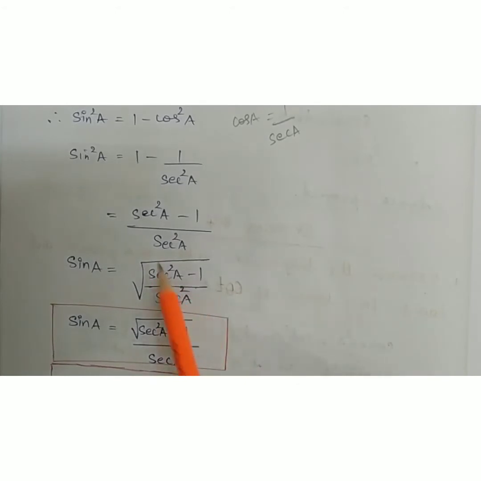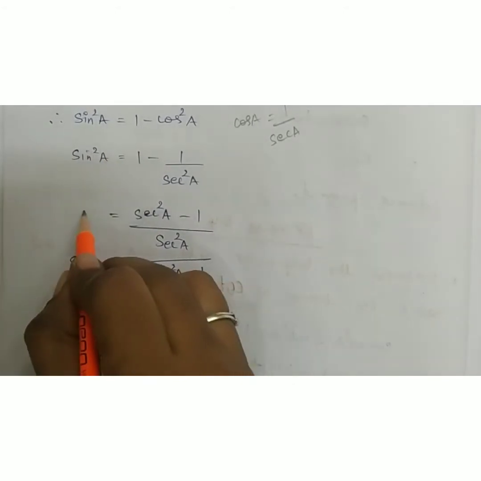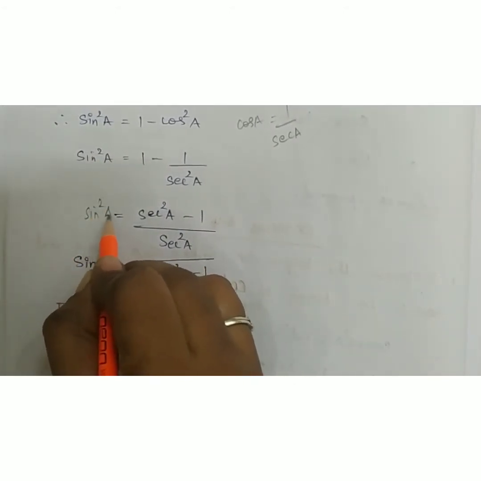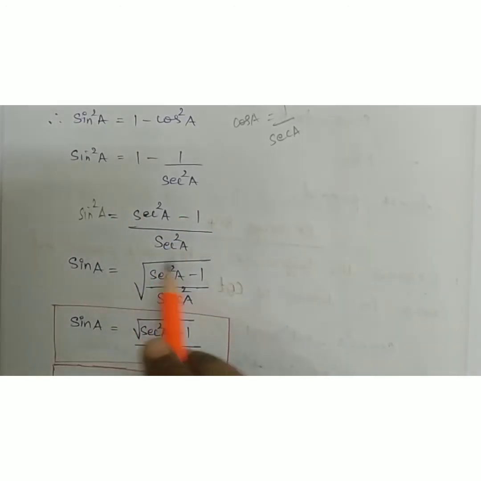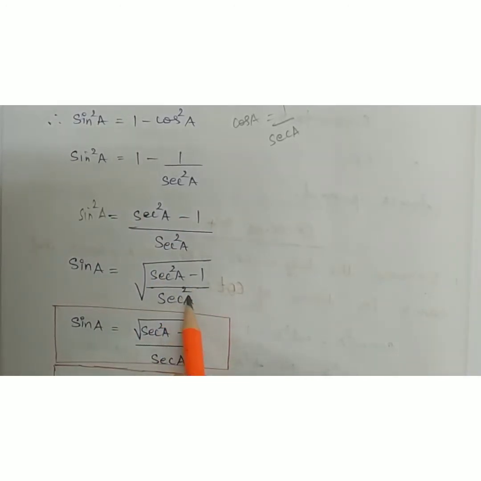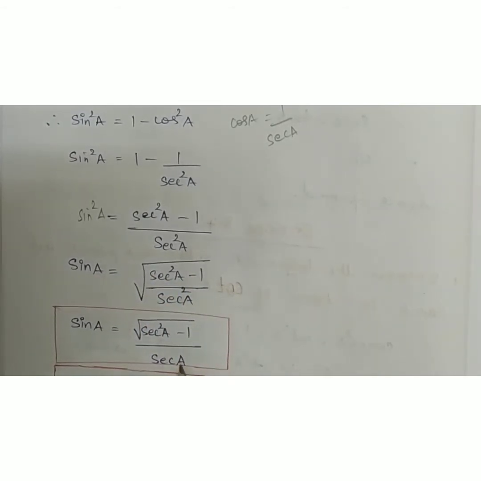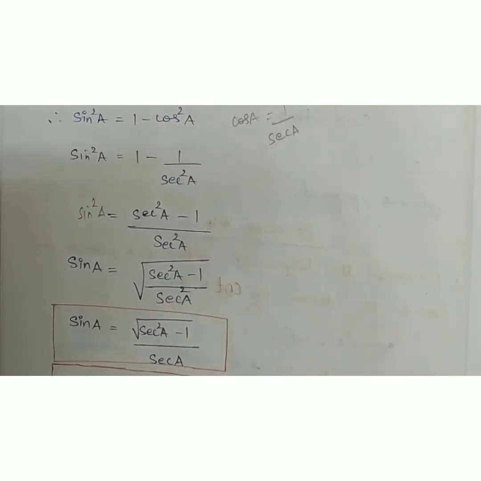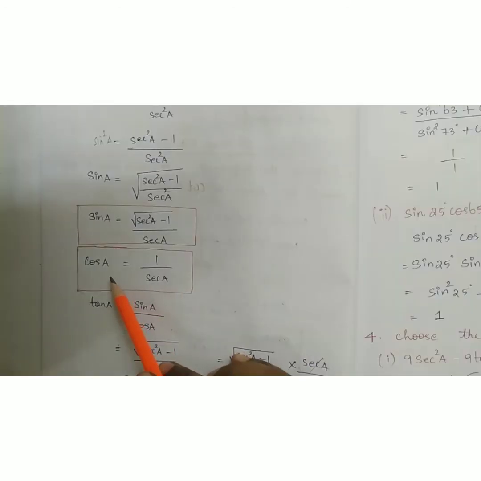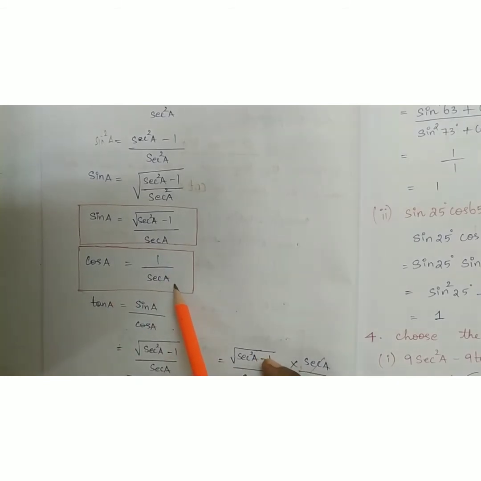Then here it is sin square A. So when this square comes this side, it will be root of secant square A minus 1 by secant square A. For the numerator, it will be as it is. For the denominator, when you take the square root, it will be secant A. So cos A is 1 by secant A. So cos A is expressed in terms of secant A.